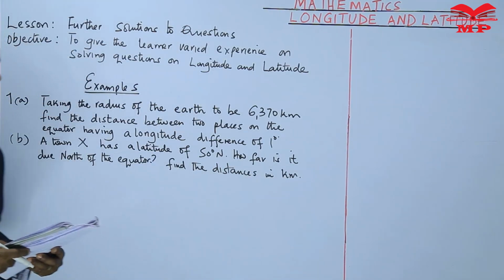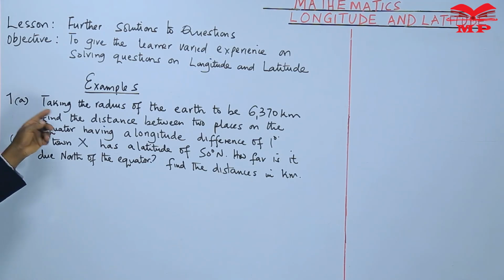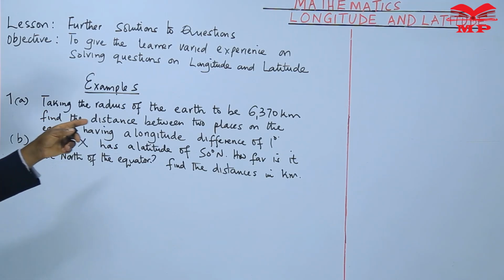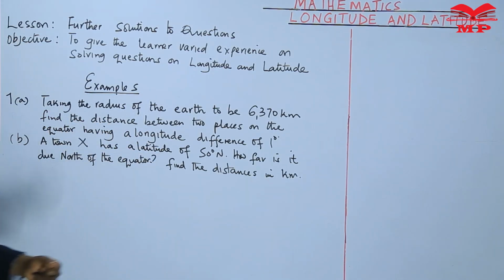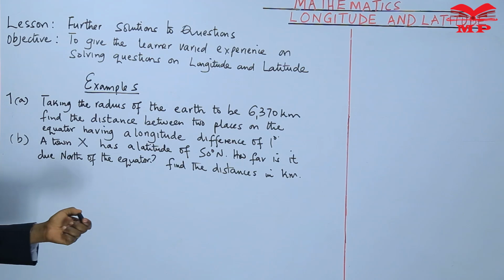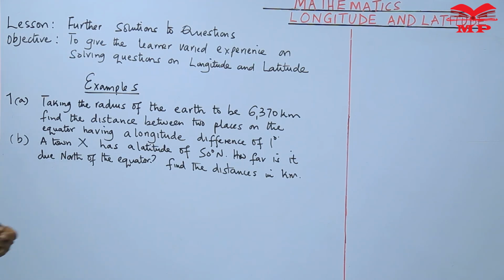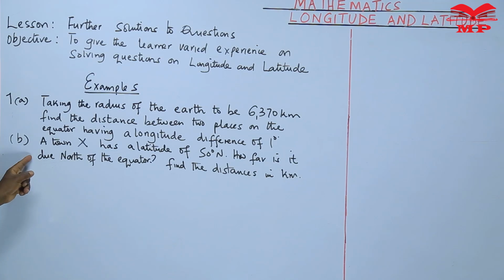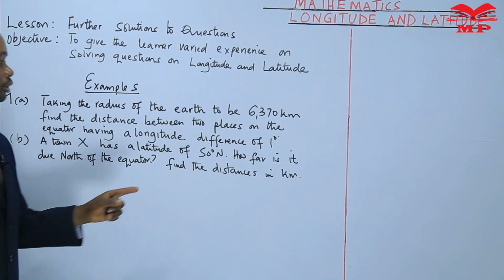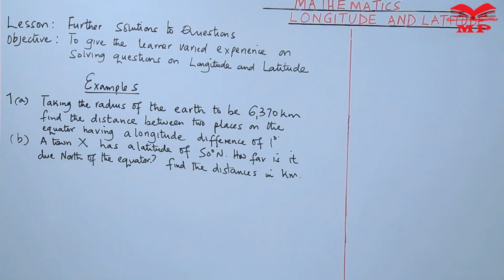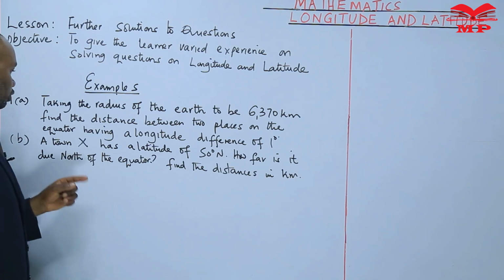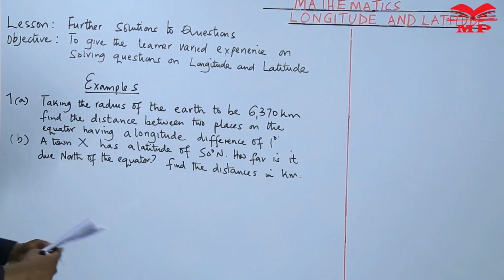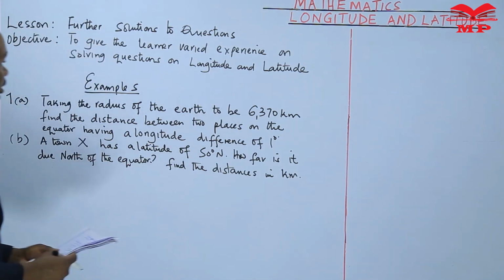So Lana, that is the question. 1A, taking the radius of the Earth to be 6,370 kilometers, find the distance between two places on the equator having a longitude difference of 1 degree. And in B, a town X has a latitude of 50 degrees north. How far is it due north of the equator? Find the distances in kilometers.